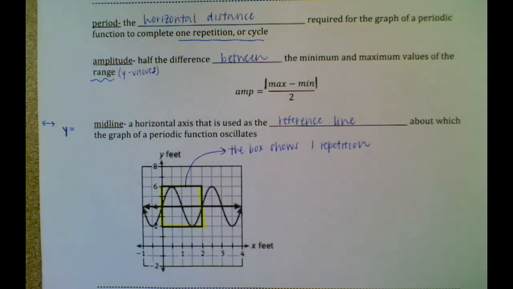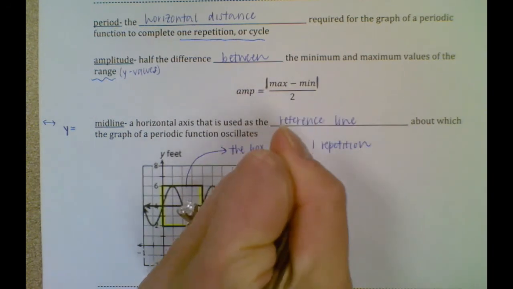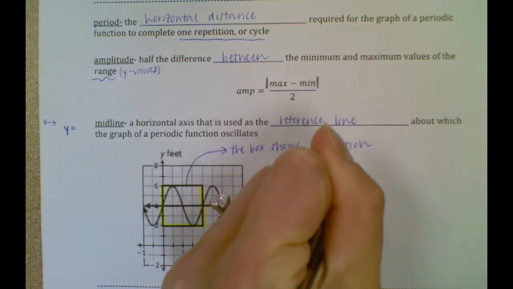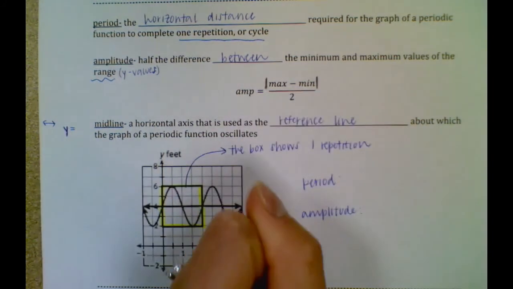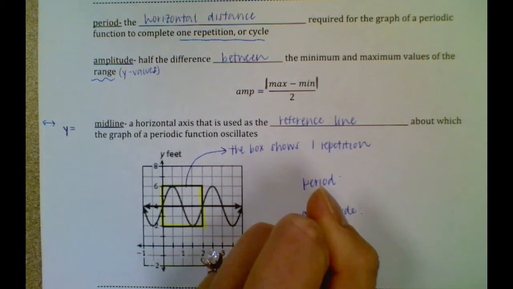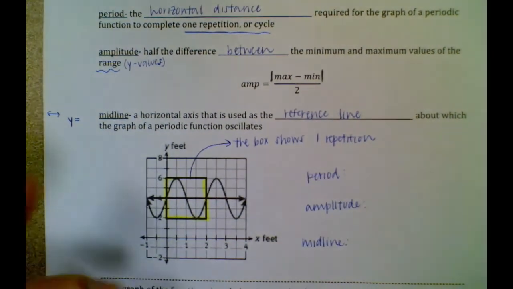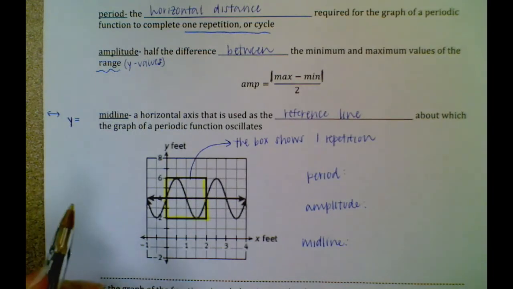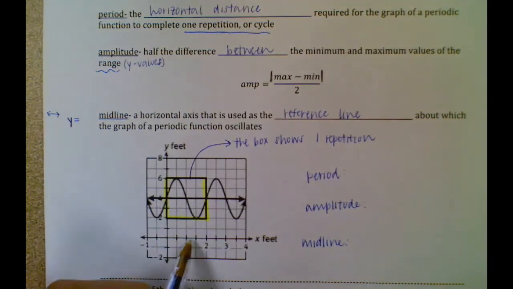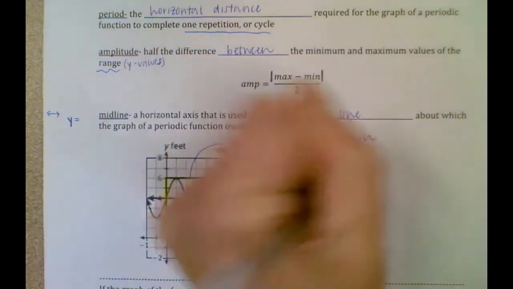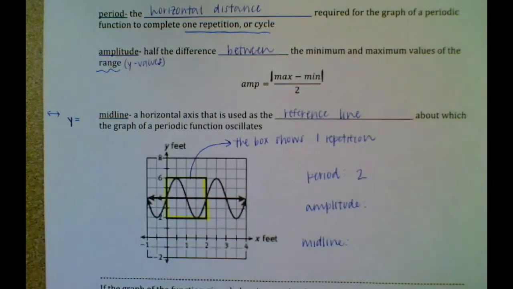All right, so let's find the period, the amplitude, if I can spell it, and I want to find the midline. So the period here is the horizontal distance, right? So it starts at 0 and then it ends at 2. So the period is 2. Okay, it's the horizontal distance of your box. Think of it like that, okay?